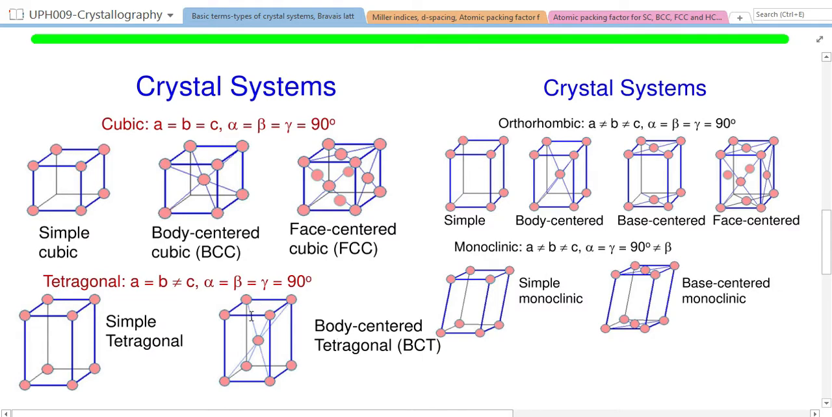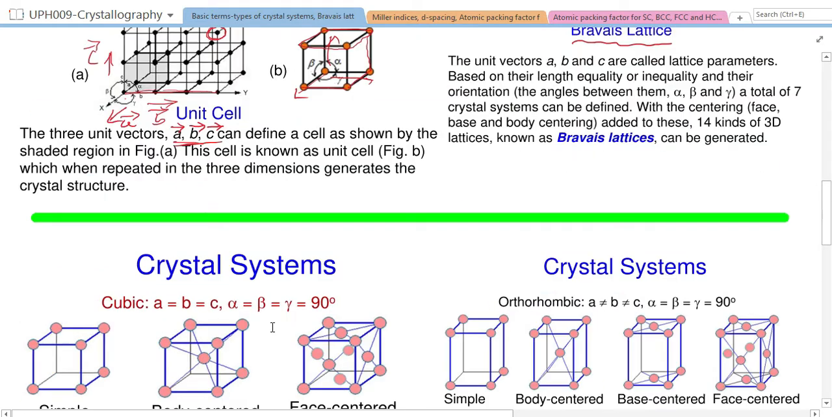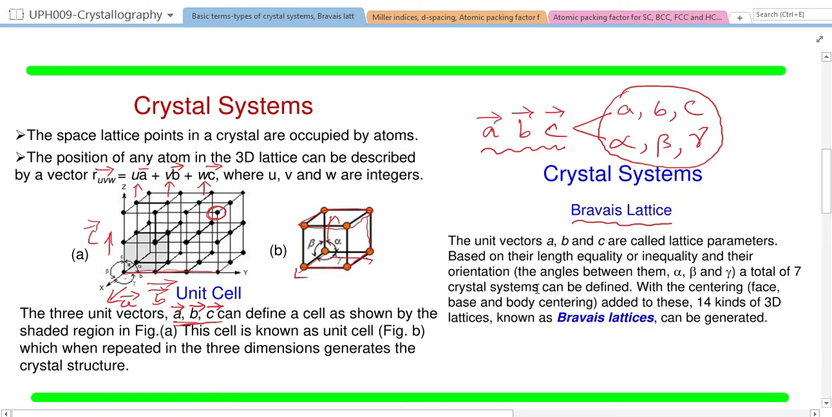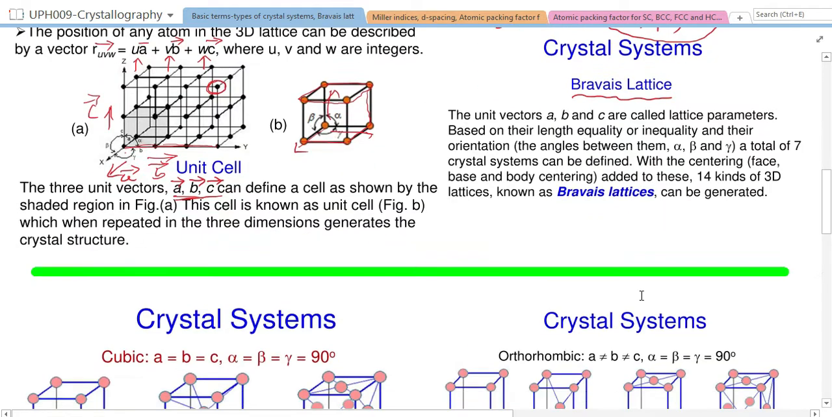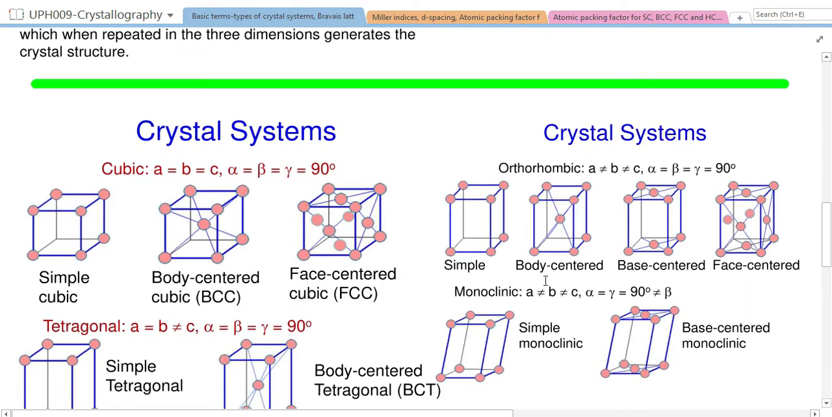Here, first you have to remember how many crystal systems you have with these 6 scalar numbers, a, b, c, and alpha, beta, gamma, angles and magnitudes of these unit vectors. You have 7 crystal systems. Then, if you now put atoms on these crystal systems, you get 14 different 3-dimensional Bravais lattices, right? So these are all called Bravais lattices.